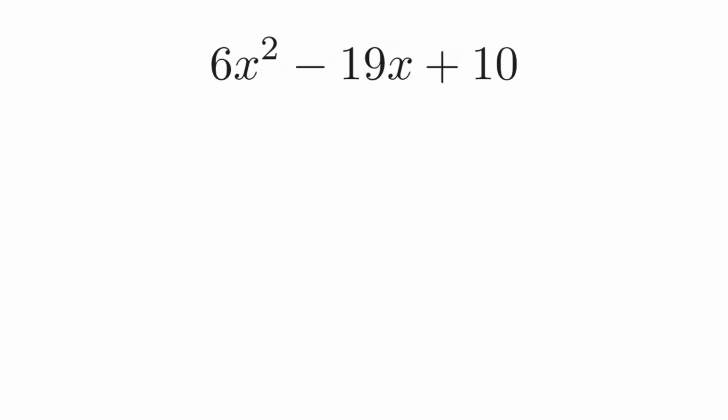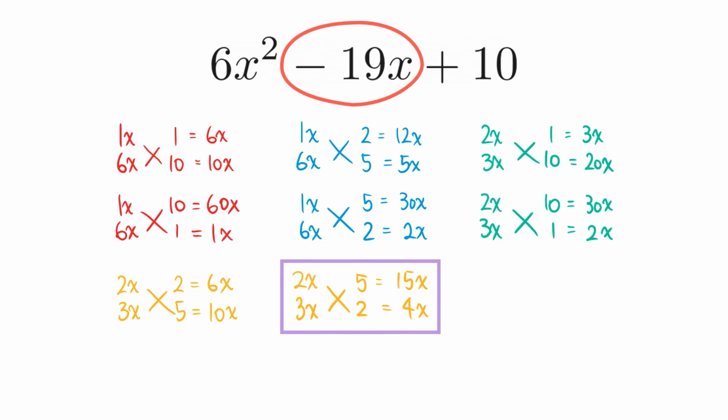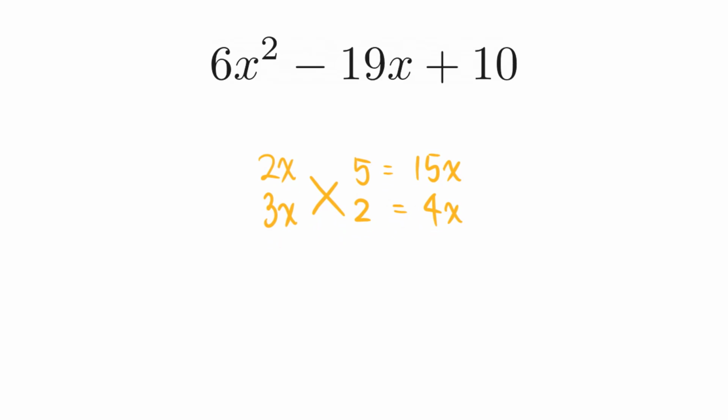Let's look at another problem. Instead of running through the whole process again, I'm going to quickly show all the tries. Among all these tries, we can see that this one is the only one that can give us a 19 by adding or subtracting. All we need now is to adjust the sign. Then we have our answer.